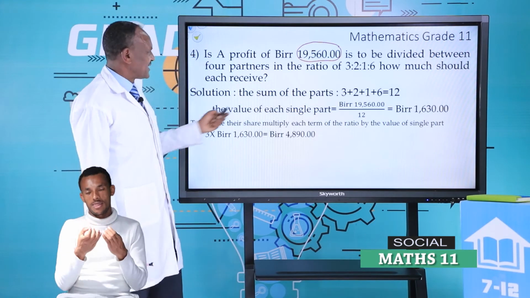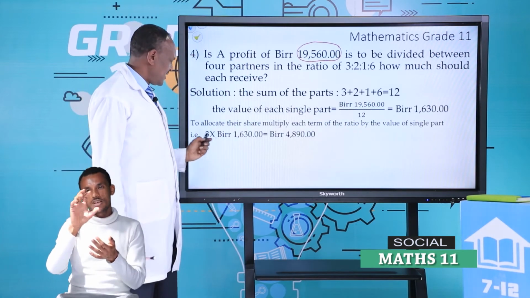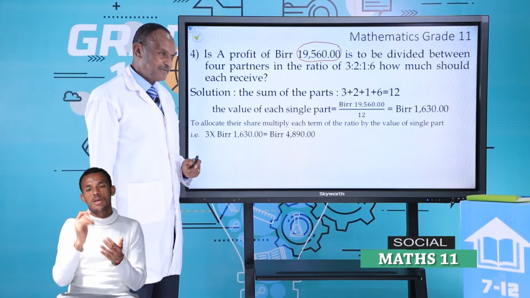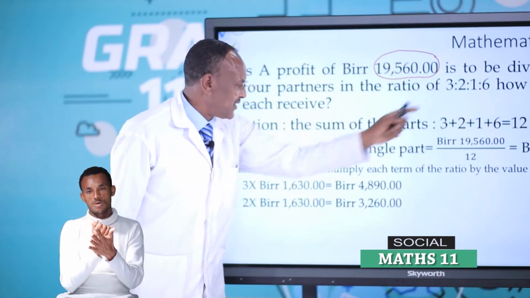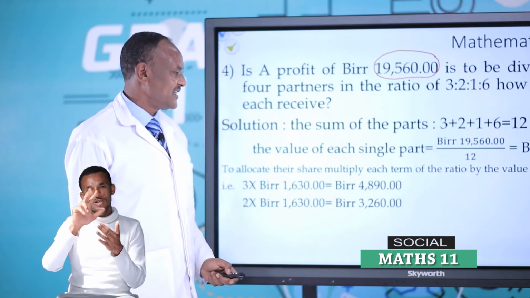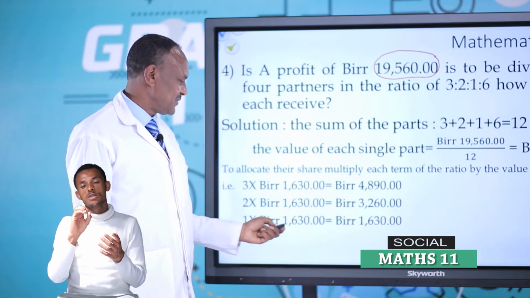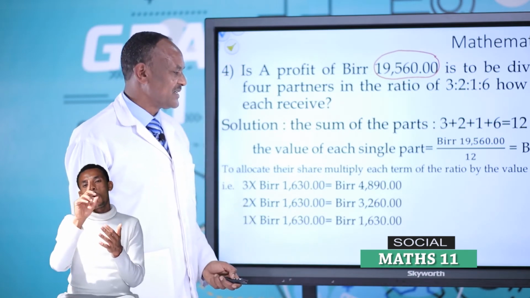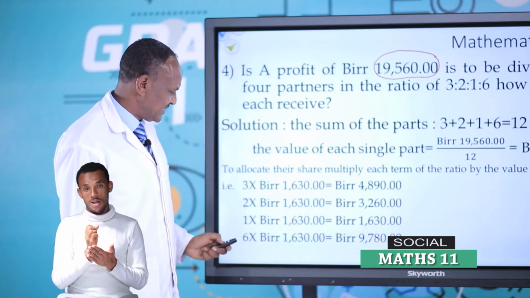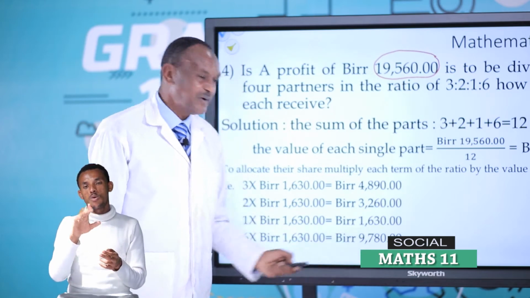So the first person will take 3 times 1,630. When you multiply it, we'll have birr 4,890. It is the first person's share. Second one, he must take two parts: 2 times the single part, 1,630. You will have a value 3,260. The third one, he must take only one part: 1 times 1,630, it comes to birr 1,630. The last person will get the maximum, 6 times birr 1,630. When I multiply, you will have this amount.